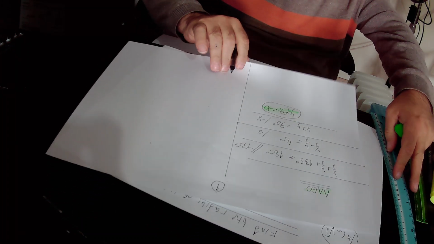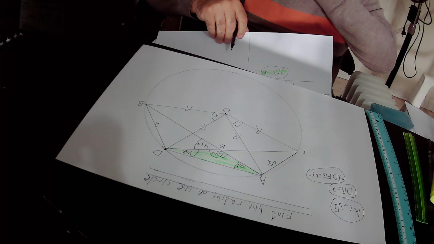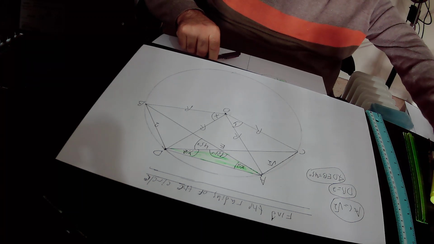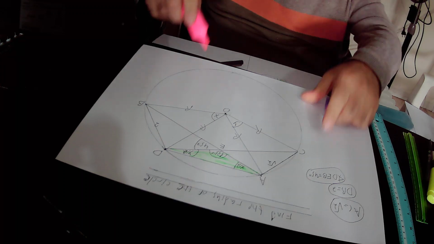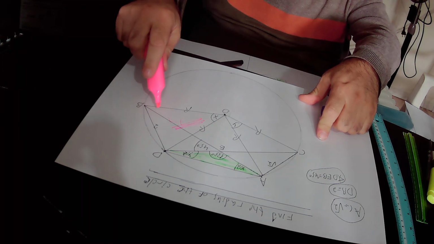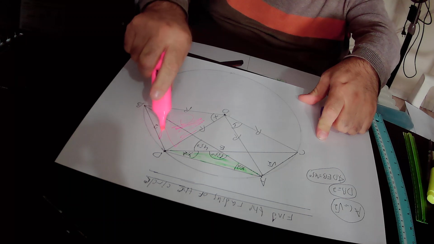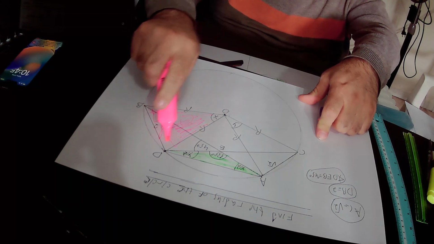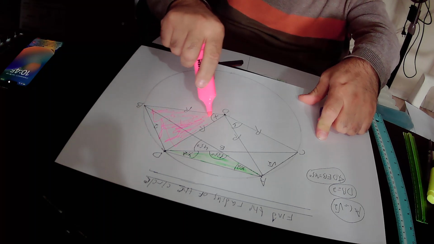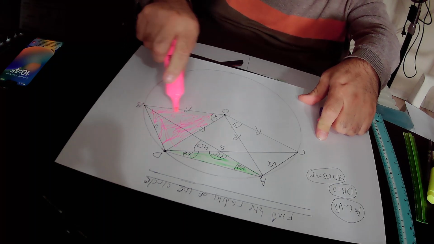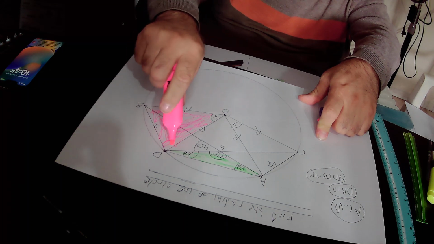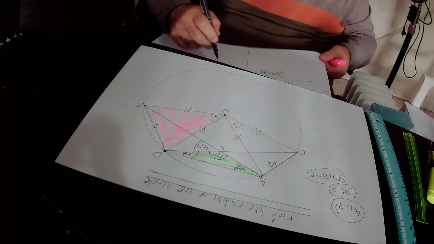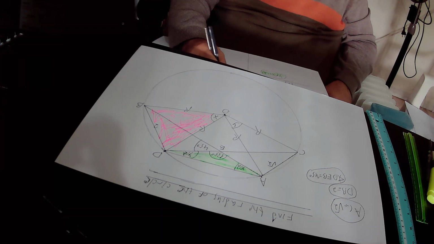In the next step, we'll focus on the pink triangle ODB. The pink triangle ODB.